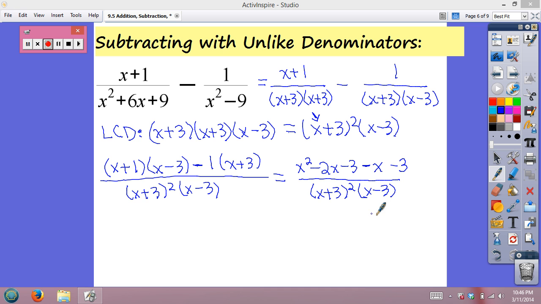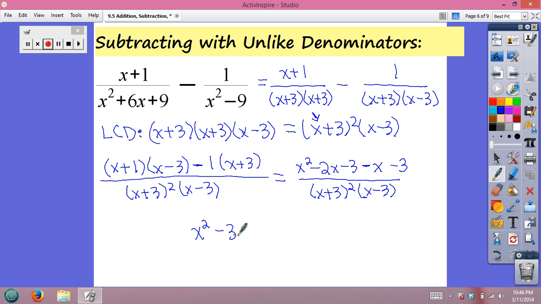We now have to combine like terms because again we want this in simplest form. So we have an x squared. Negative 2x and negative x will give us minus 3x. And negative 3 and negative 3 will give us minus 6.